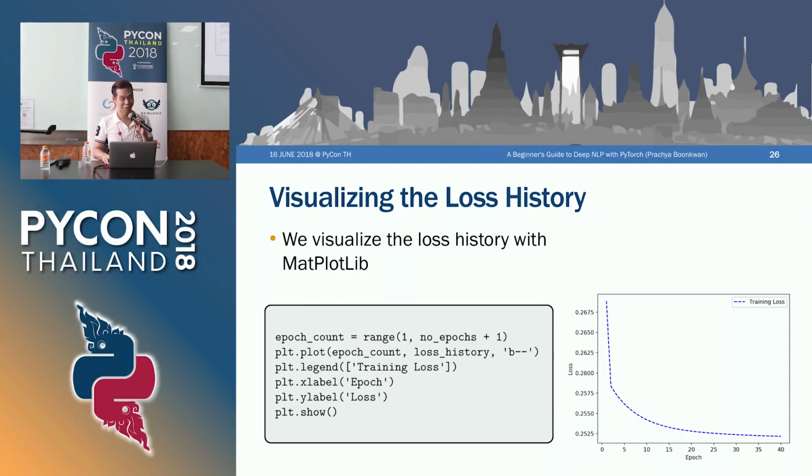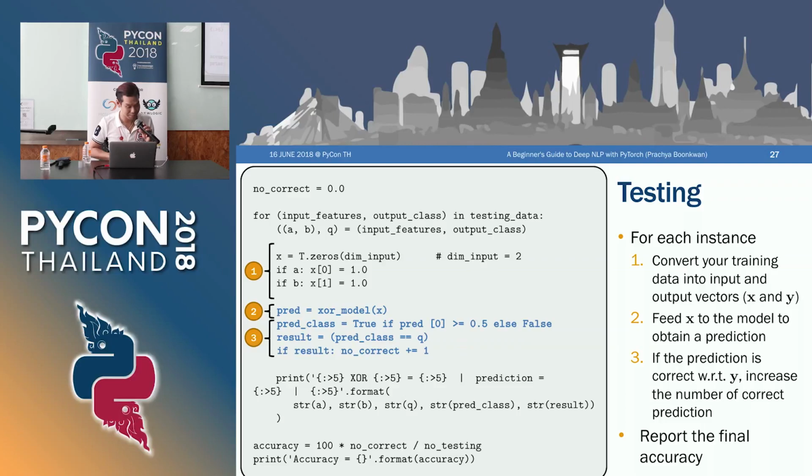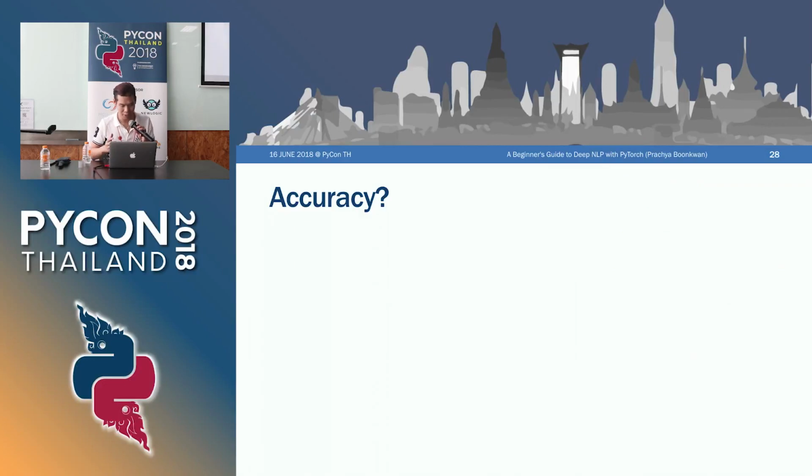Okay, so far so good. And this is how we test it. We convert the testing data into a vector, and then we feed that input vector into the model, and we get the prediction, and then we compare the prediction with the testing data, if it's correct or not. And we report the accuracy.